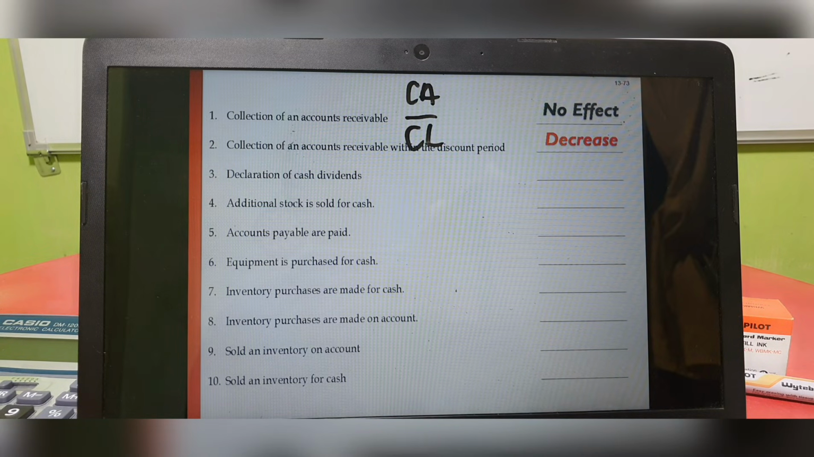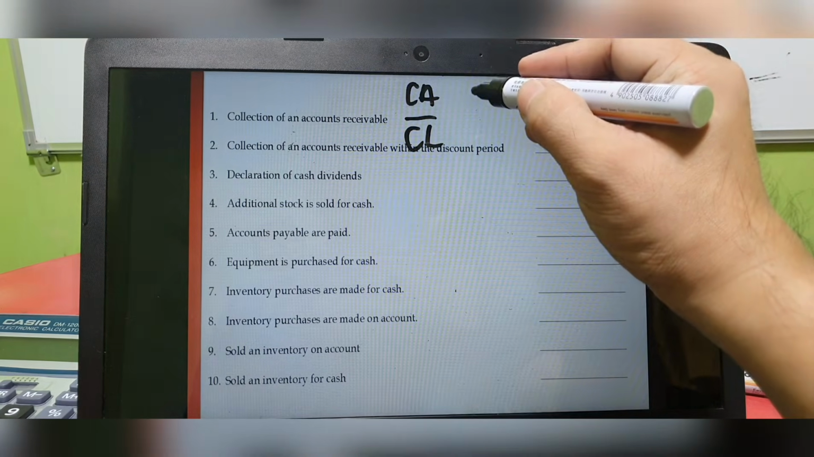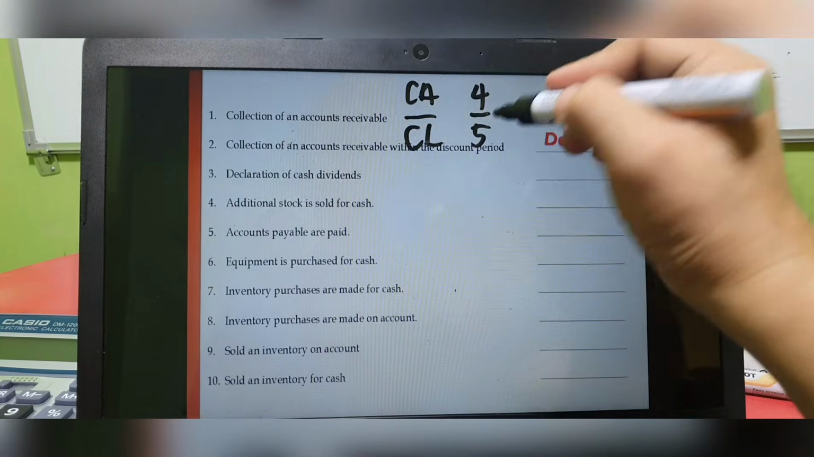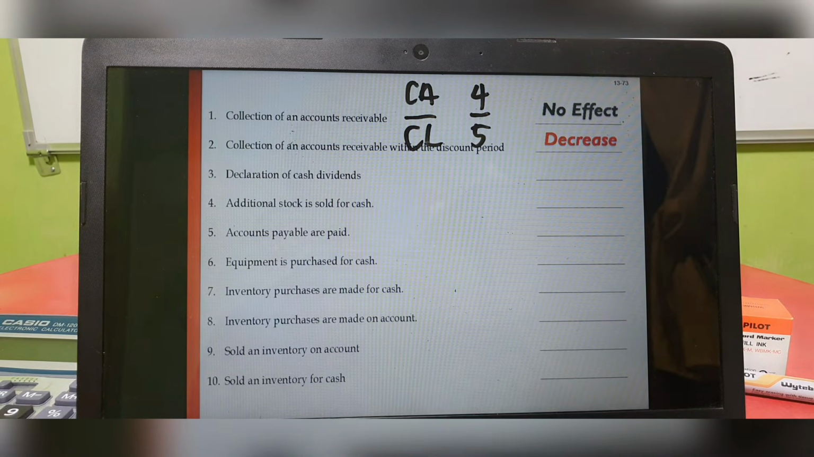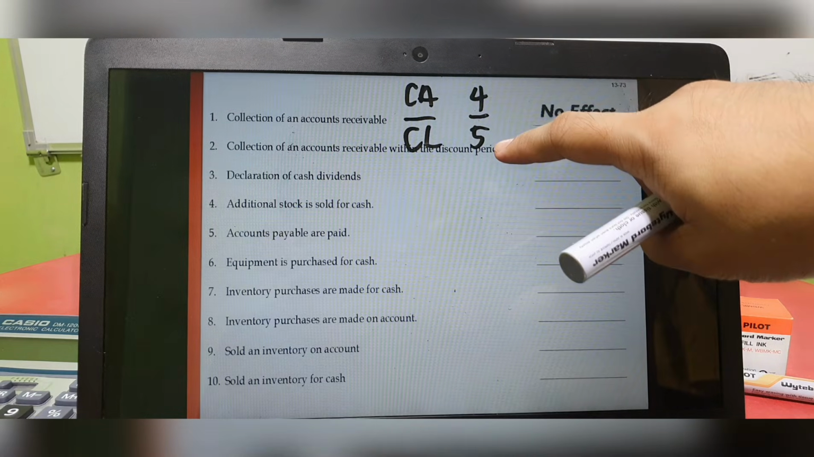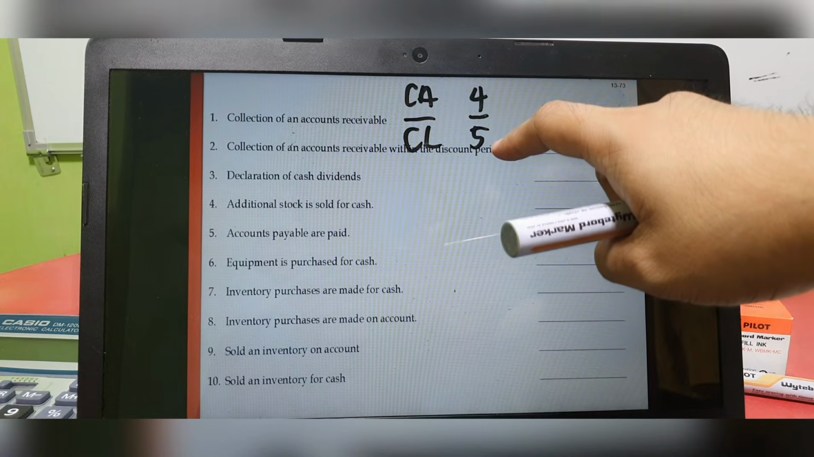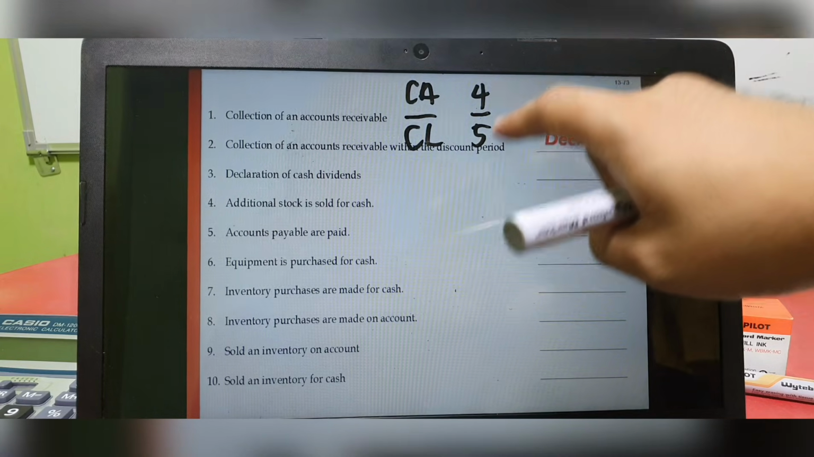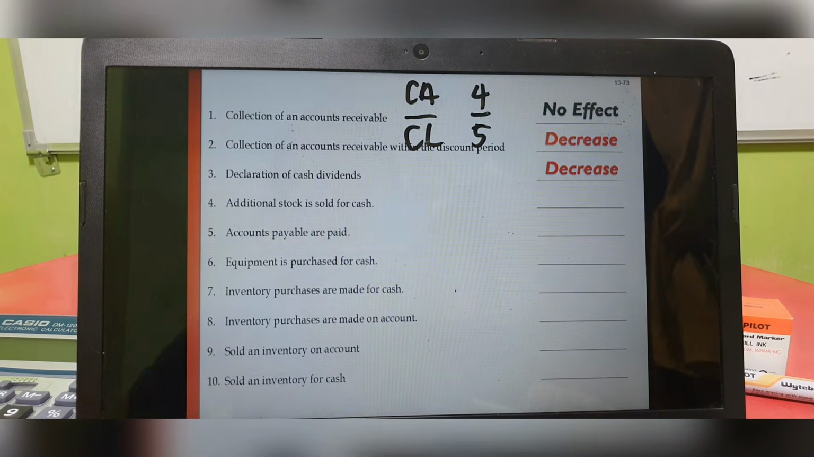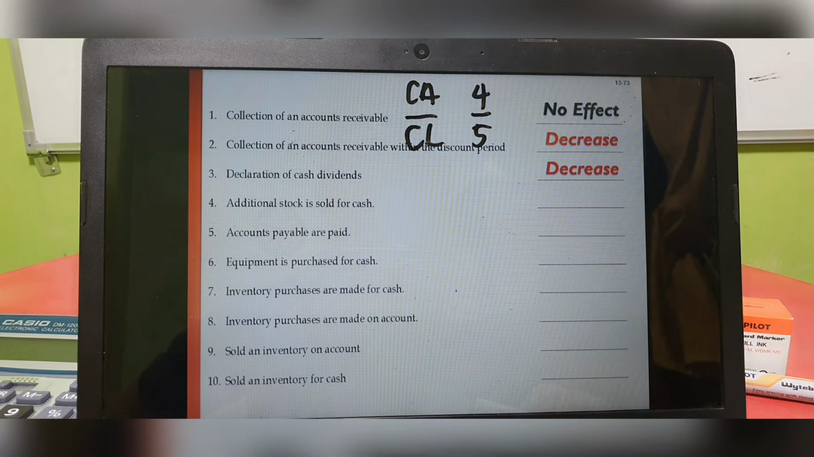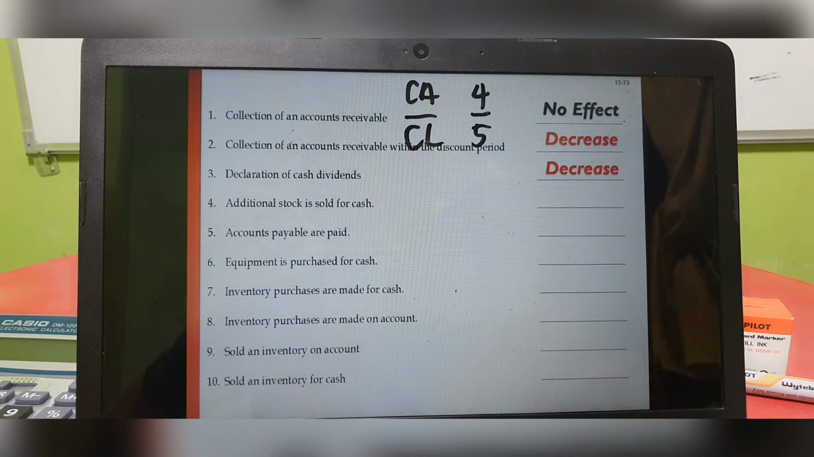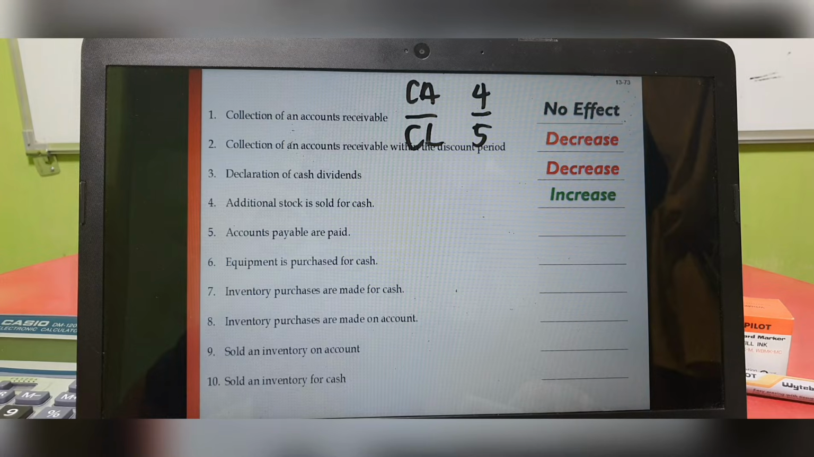Okay? Declaration of cash dividends, CA over CL, that is, ang assumption naman natin, kanina 5 over 4, balik na rin lang natin, 4 over 5 naman tayo. Declaration of cash dividends. Affected to? No. Affected lang yung ilalim. So, nadagdagan tayo ng payable. So, therefore, increase ang denominator, still, decrease pa rin ang answer natin with number 3. Additional stock is sold for cash. Affected yung numerator lang. Tumaas ang numerator natin. So, therefore, increase.